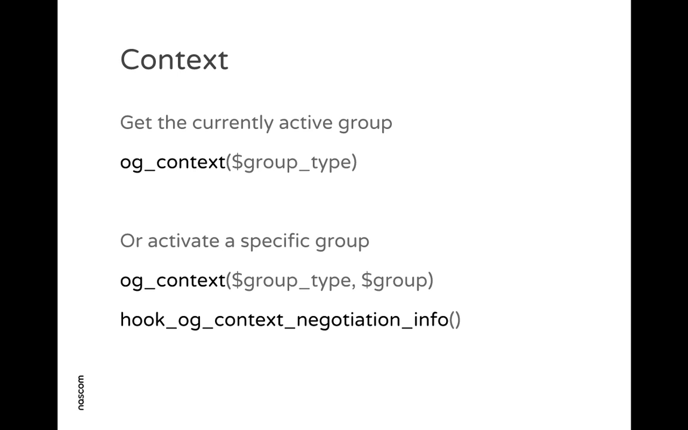And then finally we've got the context. So the OG context will get the currently active group. I always like to write my own wrapper function around this, so I can make this more specific for the project I'm working on, maybe have some other stuff handled as well. Or if you want to activate a specific group, you can use the same function. It's all statically cached throughout the call.